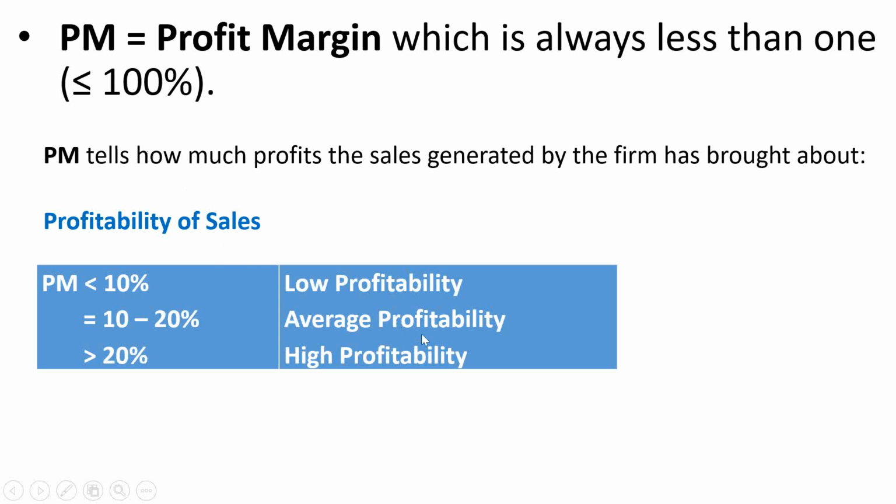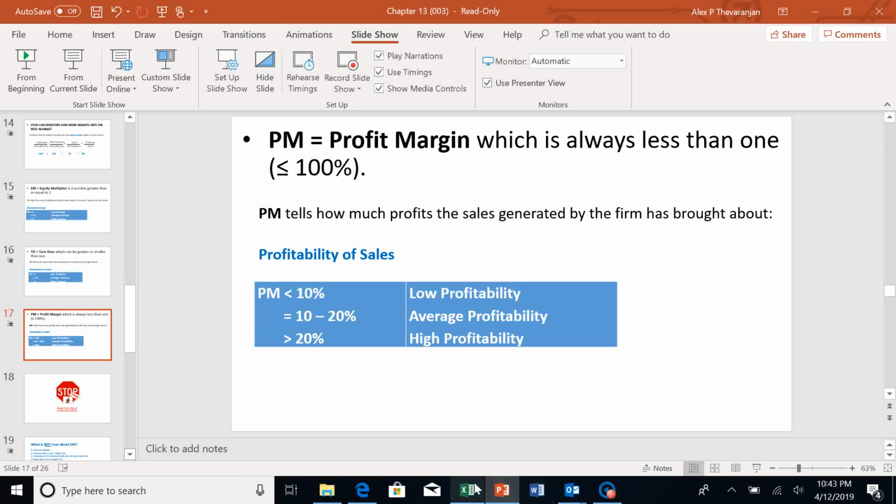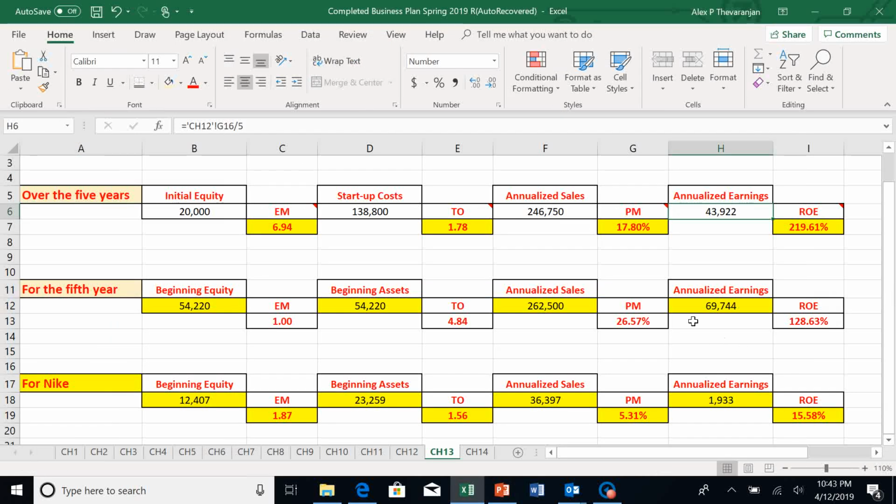More than 20% is high, between 10 and 20 is average. So when you come to our situation, in our 5th year, our earnings divided by sales is 26.57. So that is a high profit margin, right? Whereas over the 5 years, when you divide earnings by the annualized sales, that's kind of average, right? So here we had average profit margin, average turnover, but very high equity multiplier, financial leverage, that explains a very high ROE. Whereas in the 5th year, we have a high profit margin, high turnover, but low financial leverage.